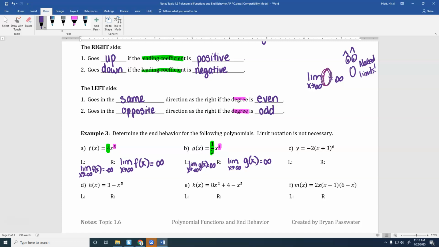So look at your neighbor's paper. Make sure they don't have any naked limits. We don't want any limit nudity on your papers.